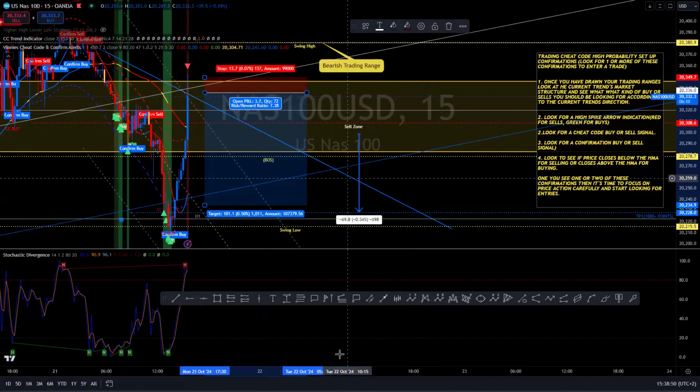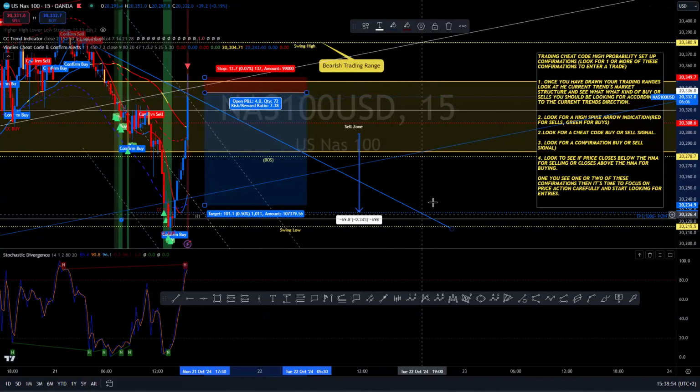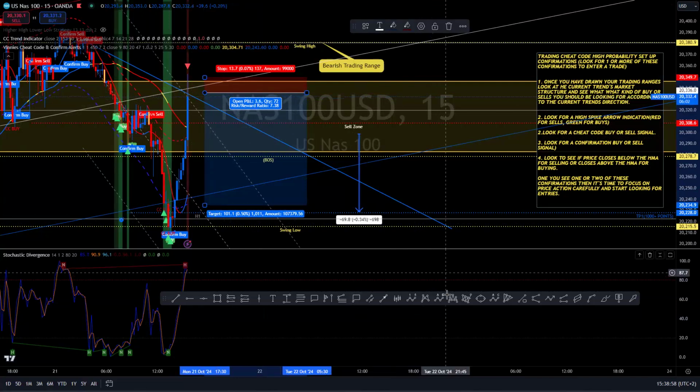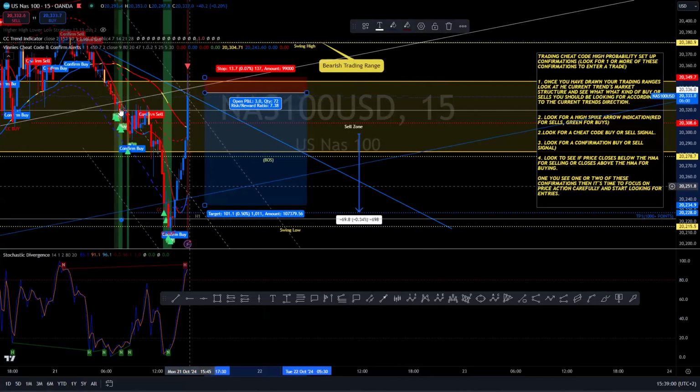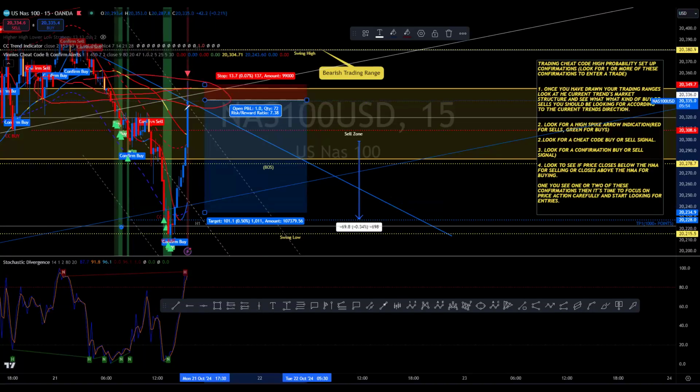Once we put our price in after that, we have a little bit over 6 minutes for that. It looks like it's really rejecting this structure, and that's what I'm paying attention to.